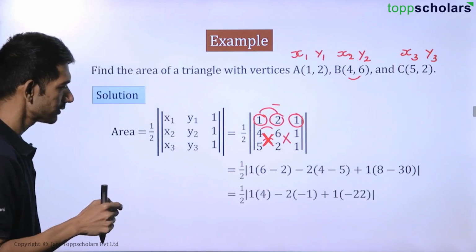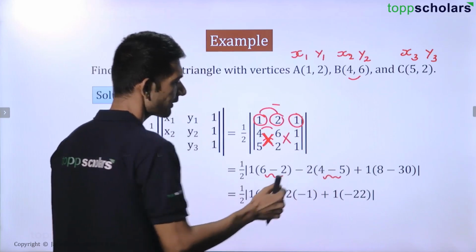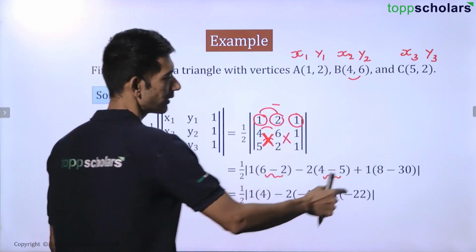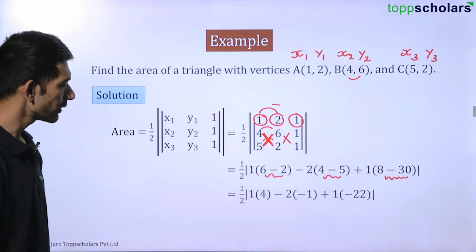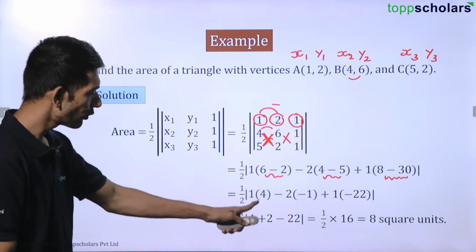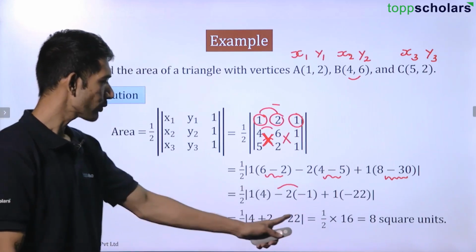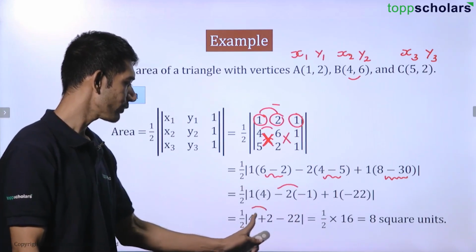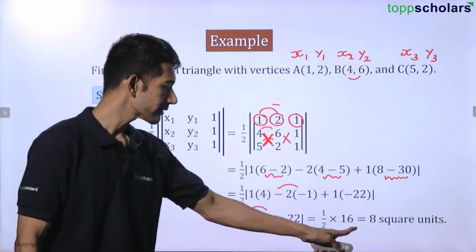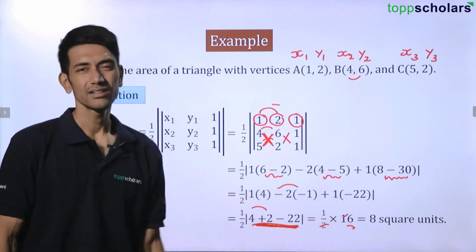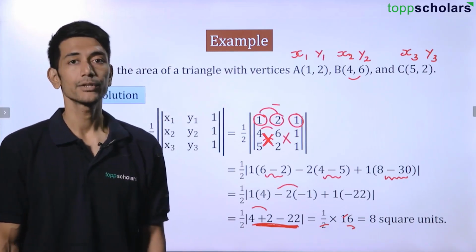Solve this further. You get half of: 6 minus 2 is 4. 4 minus 5 is minus 1. This is minus 2 multiplied by minus 1. 8 minus 30 is minus 22. Solve this further. You get half of 4 ones are 4. Minus minus becomes plus 2, and then minus 22. The 4 and 2 are positive, so we add them and you get minus 16 here. But modulus of minus 16 is 16 and then half of 16 is 8. So 8 square units is the area of this particular triangle. I hope this part is clear to you and simple.